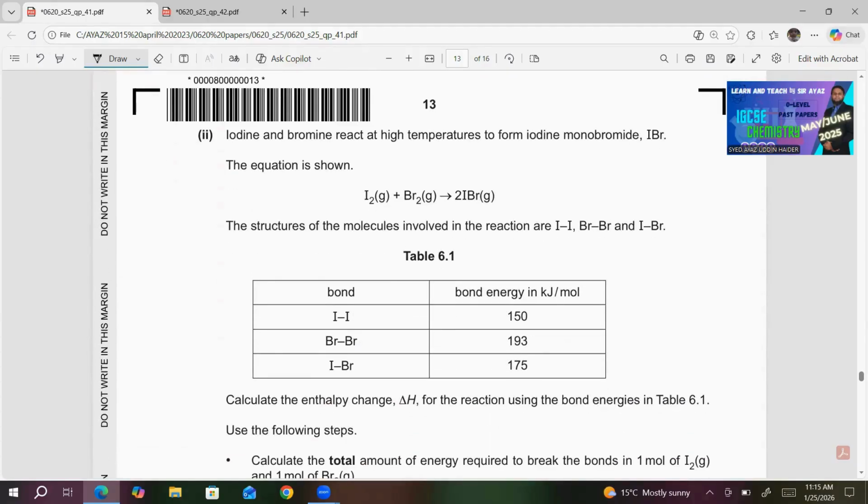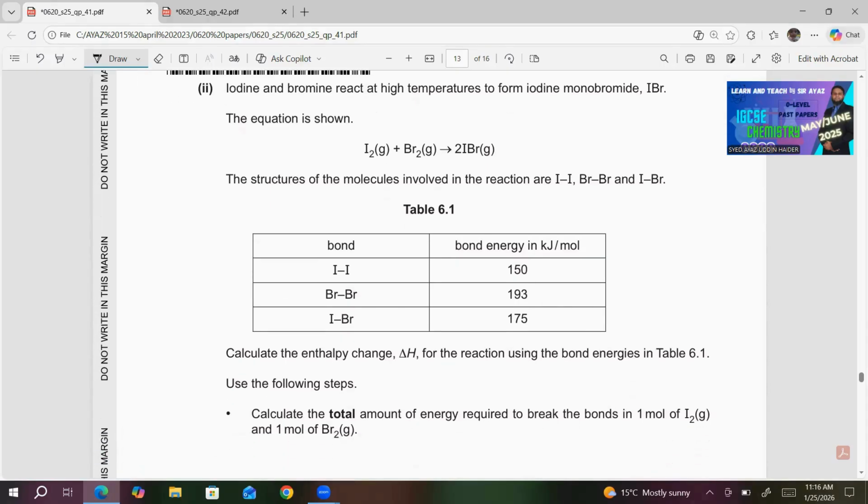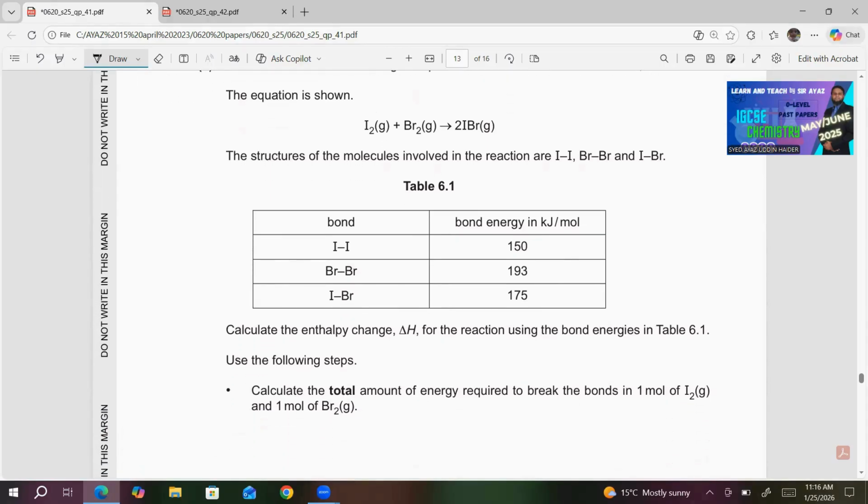2. Iodine and bromine react at high temperatures to form iodine monobromide, IBr. The equation is shown. You see 1 mole of iodine reacting with 1 mole of bromine to produce 2 moles of IBr, that is iodine monobromide. The structures of the molecules involved in the reaction are I bond I, Br bond Br, and I bond Br. This table 6.1 is showing the bond energy in kilojoules per mole for these bonds.